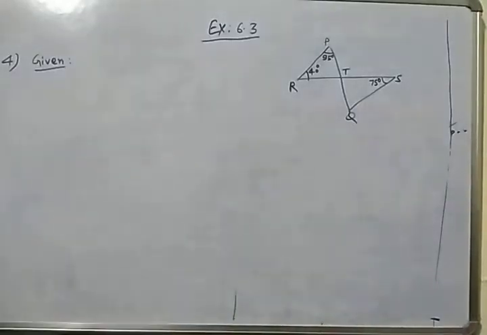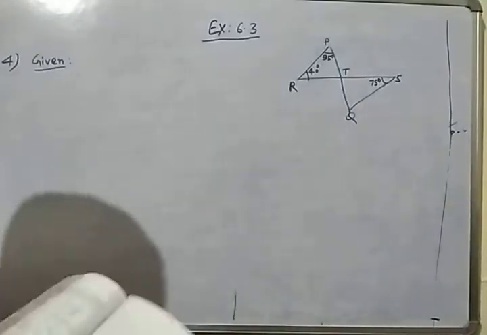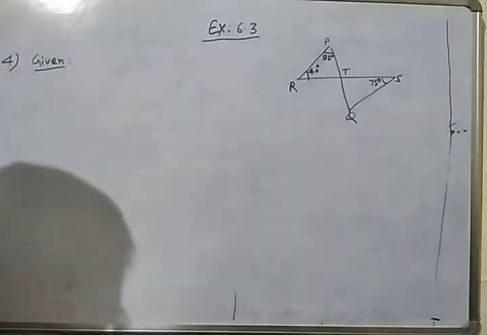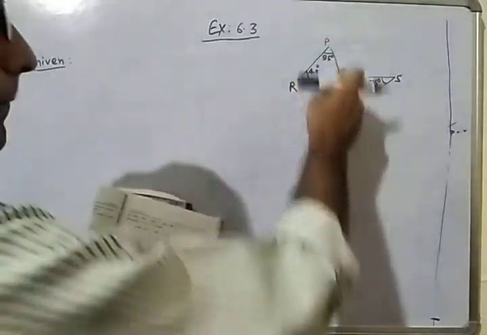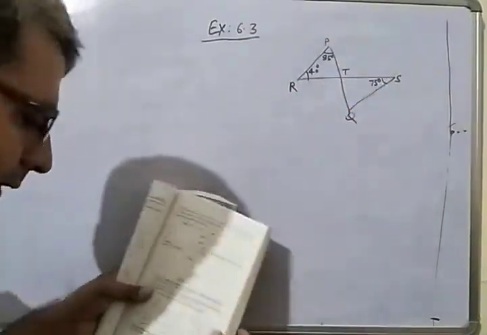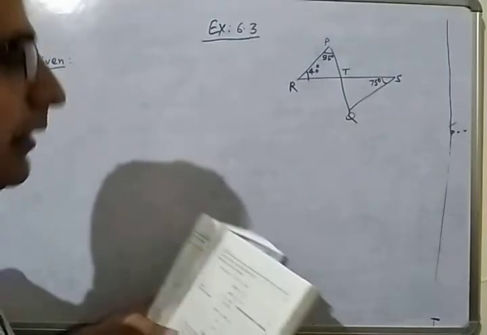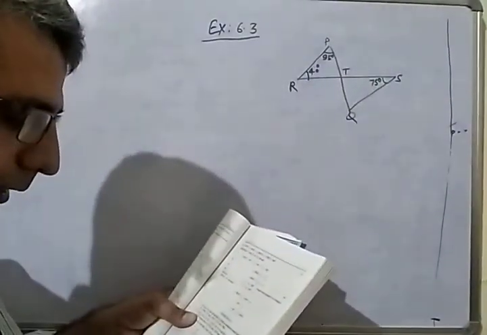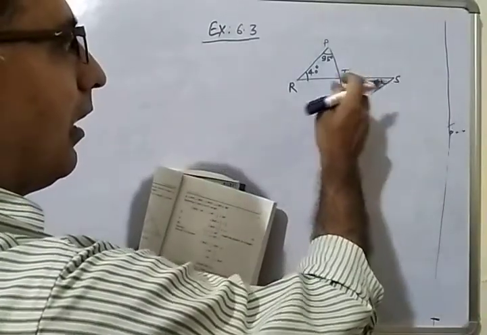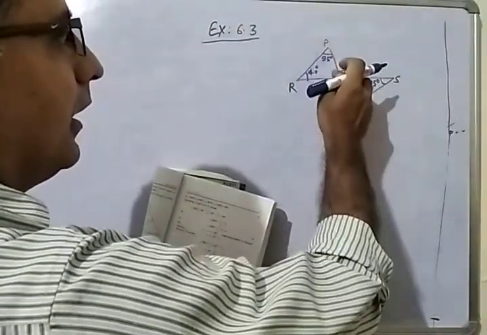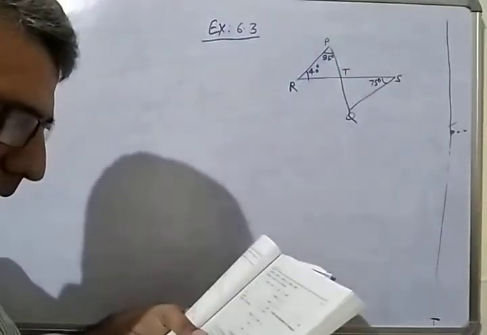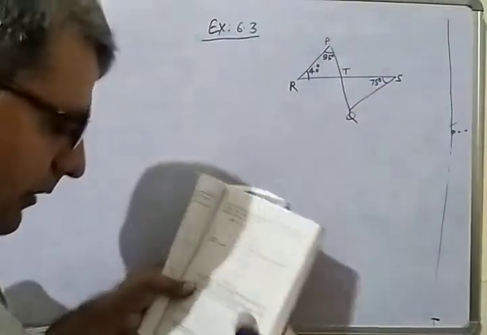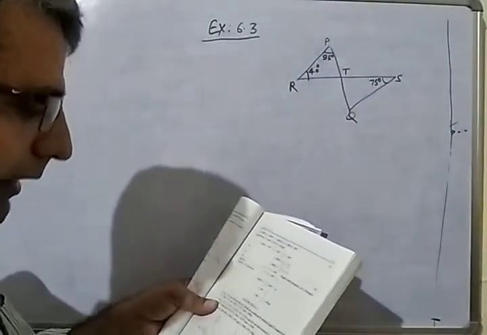Students, see question number 4. If lines PQ and RS intersect at point T such that angle PRT equals 40 degrees and angle RPT equals 95 degrees and angle TSQ equals 75 degrees, find angle TQS.